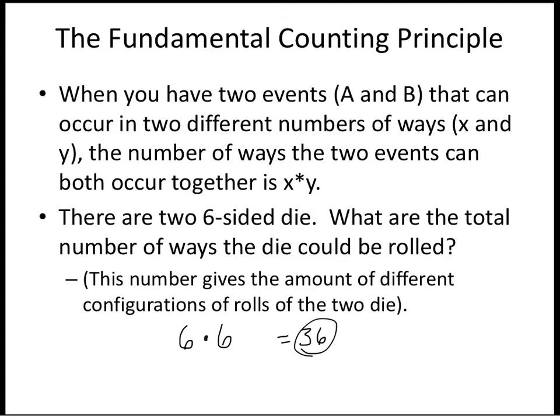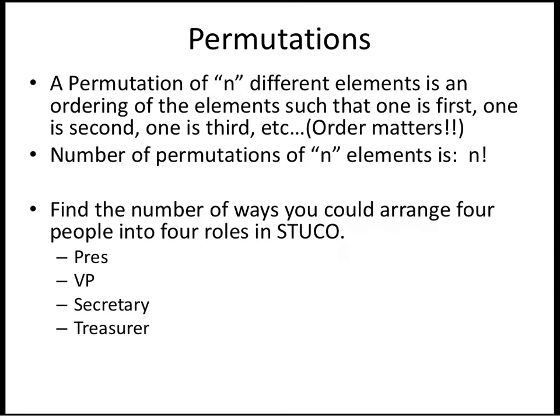I could have a 1 and a 1, a 1 and a 2, a 1 and a 3, 4, 5 and 6, right? And I could have a 2 on the first die, and a 1, 2, 3, 4, 5, 6, right? Okay, so there were 6 ways for the first, 6 for the second, and on and on until 6, and so we end up with 36 different ways that we could have those dice be showing numbers on top, okay? So let's talk now about permutations.